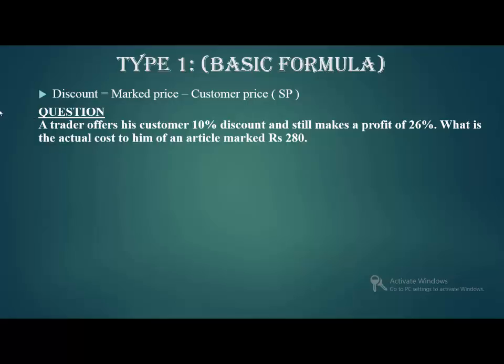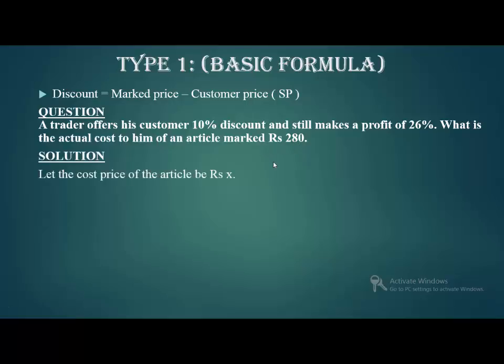Suppose a trader offers 10% discount to his customer and still makes a profit of 26%. What is the actual cost of him for an article marked rupees 280? Now, the marked price of the article is rupees 280 and the discount is 10%. This 10% discount will be calculated with respect to the marked price 280. Now let us proceed to solve this question.